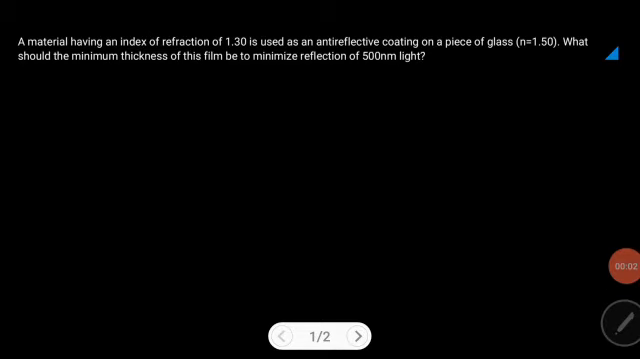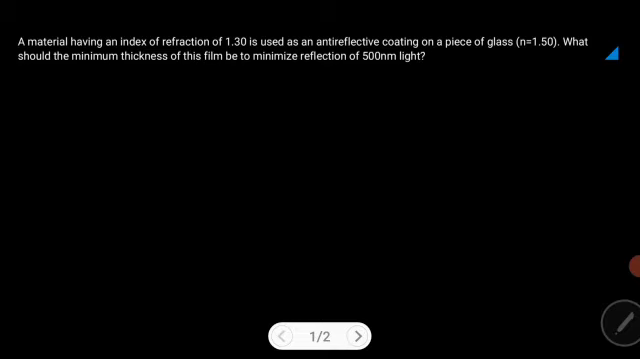So here is the question. A material having an index of refraction of 1.3 is used as an anti-reflective coating on a piece of glass with n equals 1.5. What should the minimum thickness of this film be to minimize the reflection of 500 nanometer light?